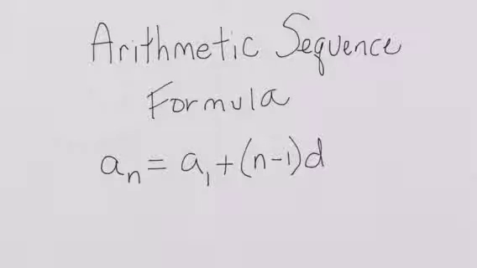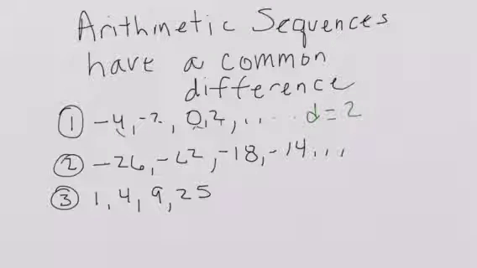Open up your MTT. Data for today's date. We're going to be talking about arithmetic sequences, and we're going to be using the formula a sub n is equal to a1 plus parentheses n minus 1 times d. To look at a sequence and determine whether it's an arithmetic sequence, we're looking for a common difference.